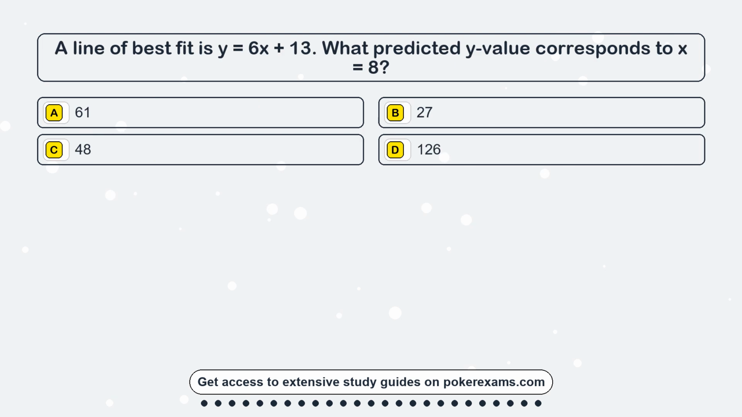Question 25. A line of best fit is y = 6x + 13. What predicted y-value corresponds to x = 8? Option A 61. Option B 27. Option C 48. Option D 126.